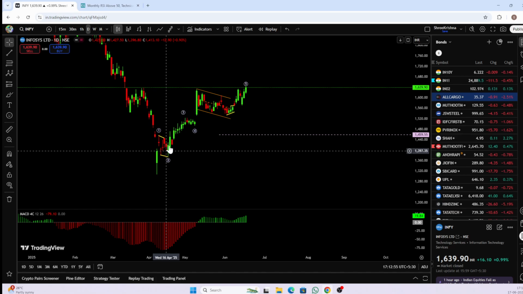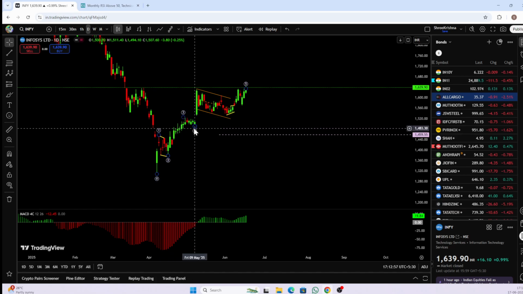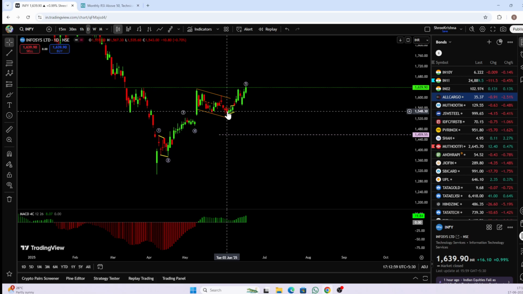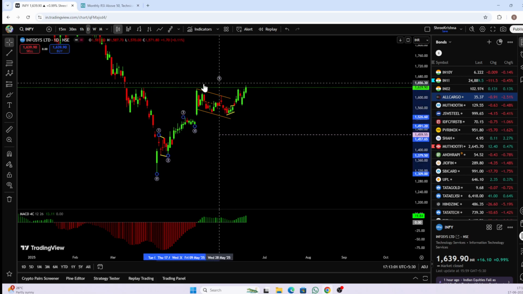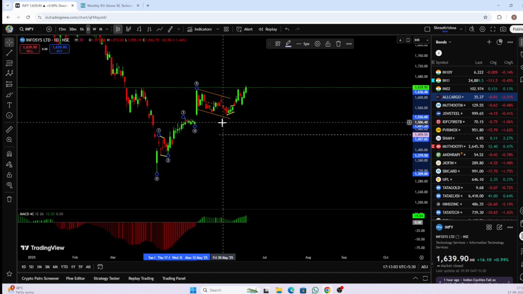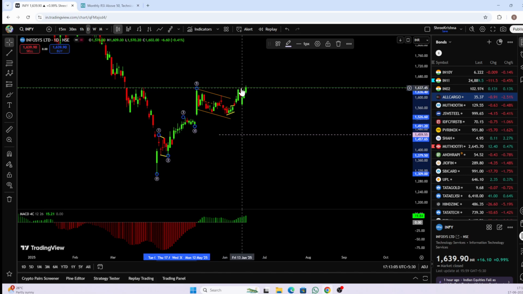This is A, B, 1, 2, 3, 4, then 5. Okay, this is 5, correct. Then it made an A, it made a B, it is a setup number 2, and it is coming down. Again it is coming down. So we need this to come down here at or near the wave 4 of the previous trend, and then we will look into either the upside or the downside, whichever is possible.